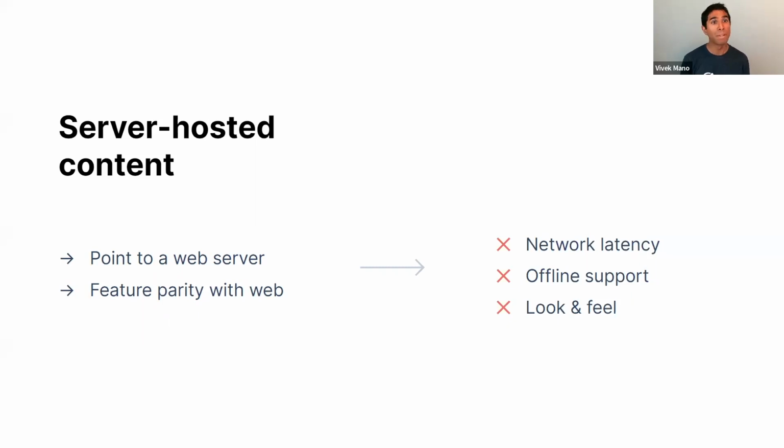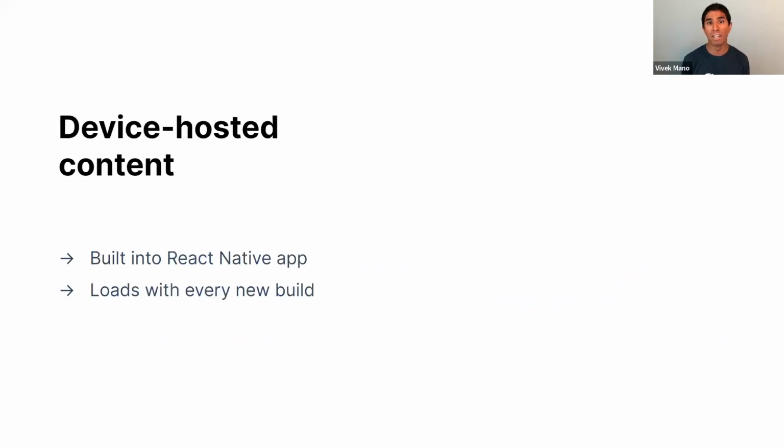So people have been extending web views and trying to find new ways to make it work over time. And the common evolution has been to shift from server-hosted content to device-hosted content. Why not put all the files on the device and load them that way? What this would look like is having your web code built into your React Native application. And with every new build, you'd coordinate with the web teams to pull in the latest files. That way you're up to date with regards to your web views.